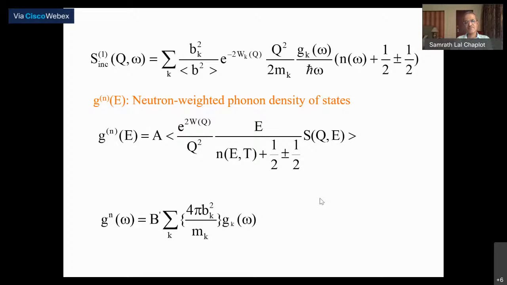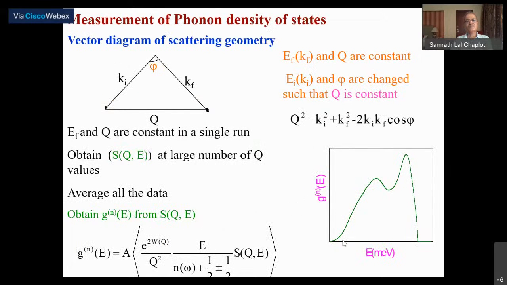It was about multiphonons. Okay, so in typical experiments, on a triple axis spectrometer, for example, you can make measurements at different values of Q and then sum over them. You can keep, for example, the final energy and Q constant in a single run and measure as a function of the incident energy, and get the S(Q,E) for a large number of Q values, average them, and finally get the neutron weighted density of states.